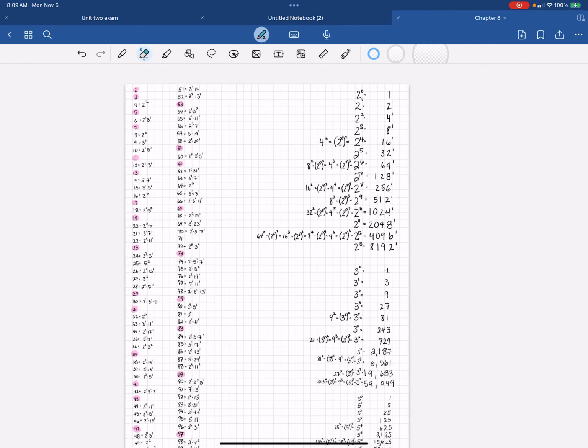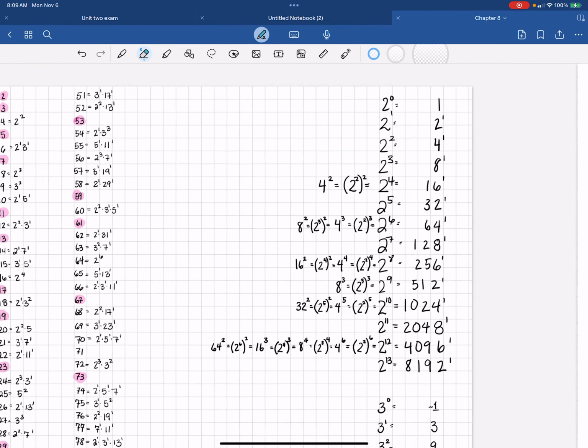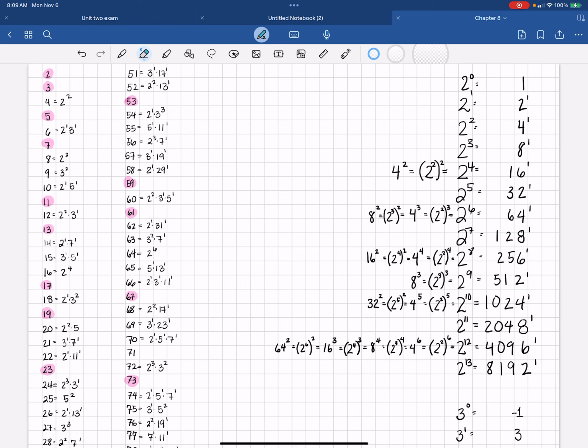The other table I have here, well, I have 3 of them. The first one are the powers of 2. So, 2 to the 0, 2 to the 1, 2 squared is 4, 2 cubed is 8, 2 to the 4th is 16, 2 to the 5th is 32, 2 to the 6th is 64. I went up to 2 to the 13th. So far in the homework, I've only seen up to 4,096.